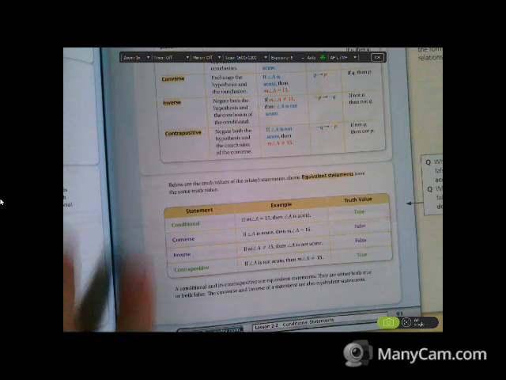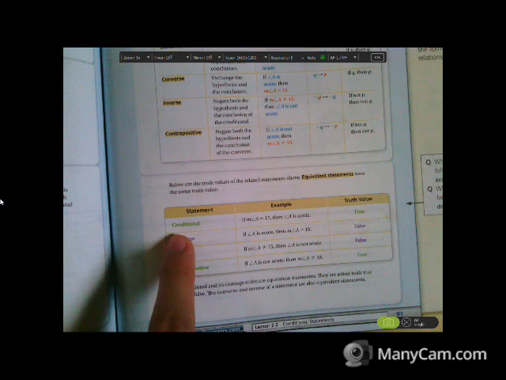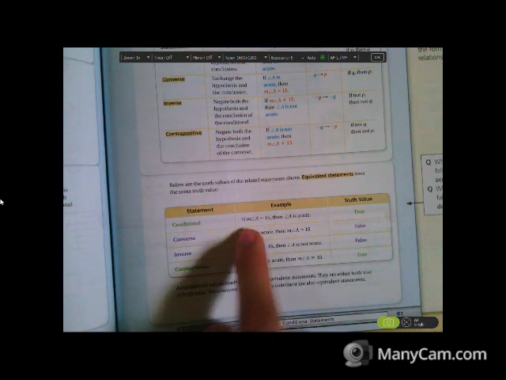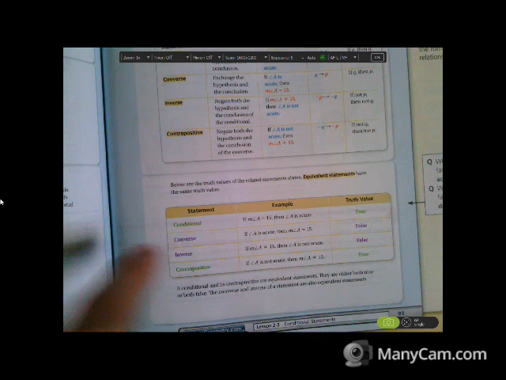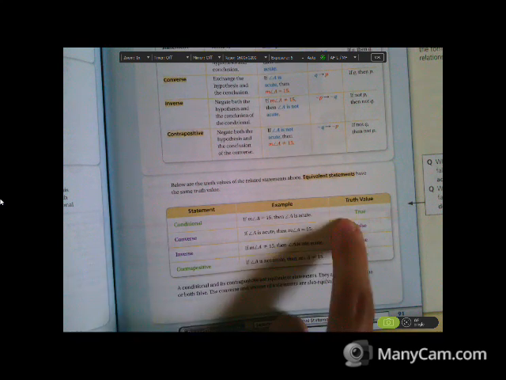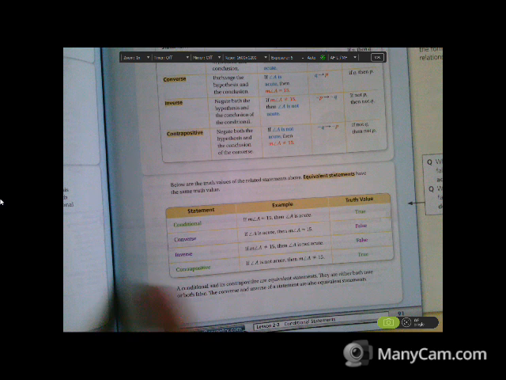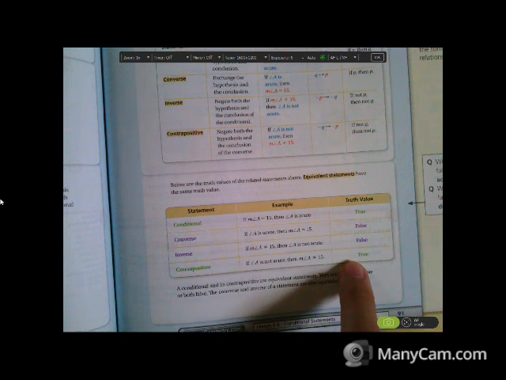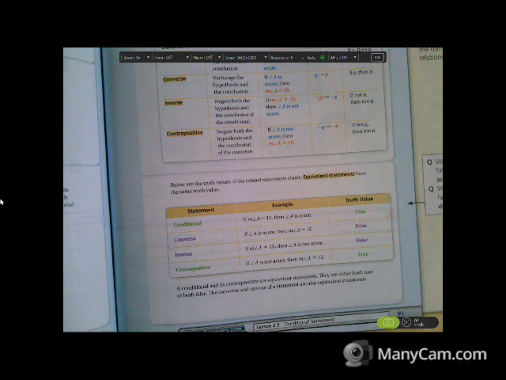Alright, so these are the truth values. I'll go over more in depth tomorrow. The conditional is always true. If something, then that. If you use the converse or the inverse, they are false. If you use the contrapositive, that is true. So let's try to look at this for problem 4.